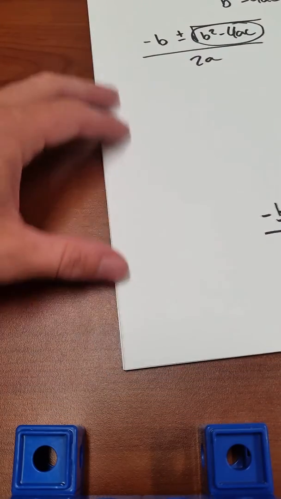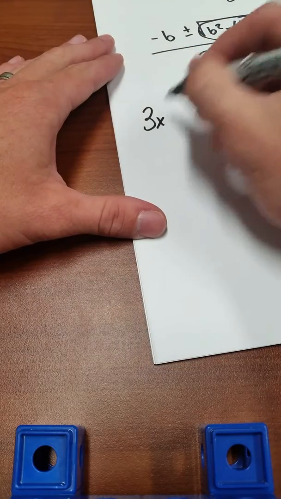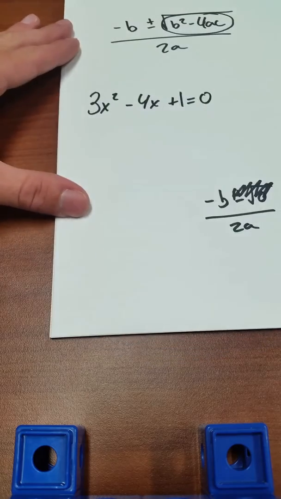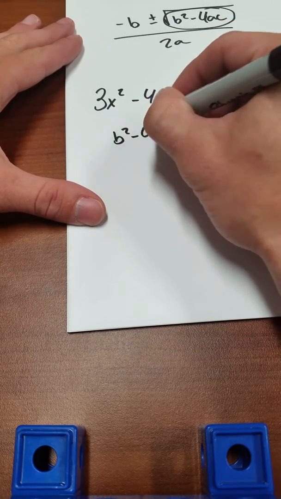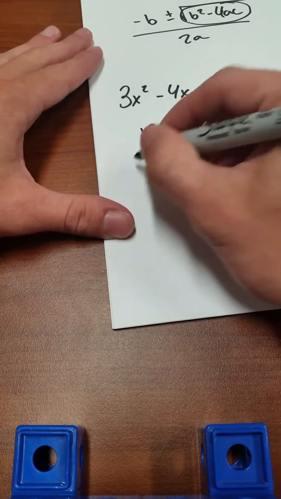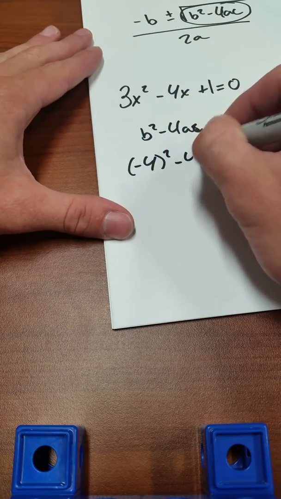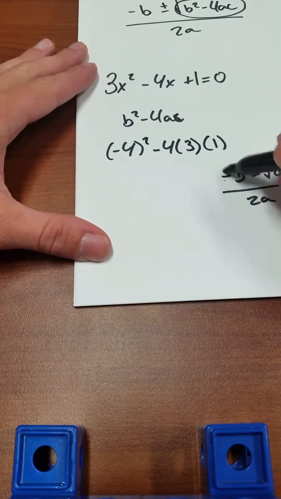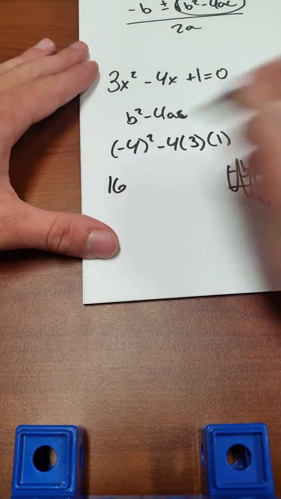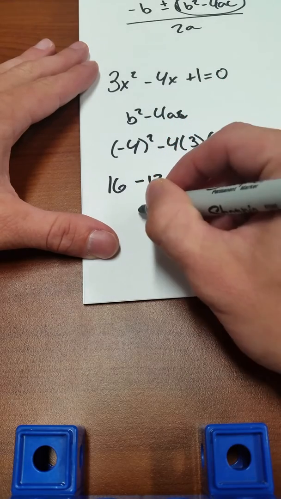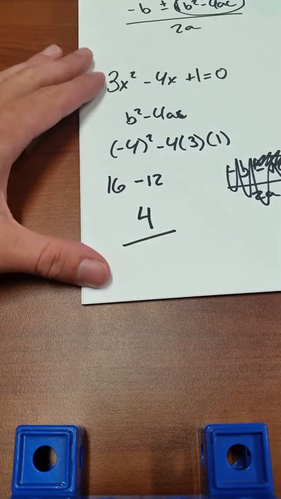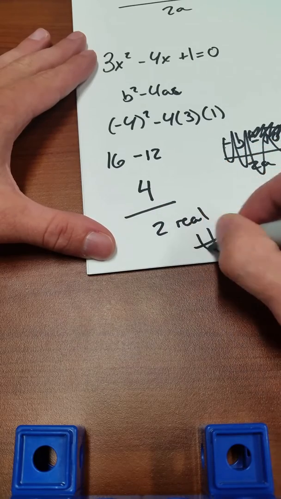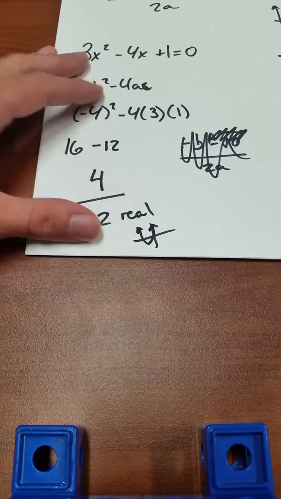Just to kind of drive this point home a little bit more, I'll give you an example problem. 3x squared minus 4x plus 1 equals 0. Well, just to find the discriminant, we're going to do b squared minus 4ac. So that is negative 4 squared minus 4 times 3 times 1. Okay? So that's 16 minus 12, which is 4. So that's a positive, so that means, hey, we have two real solutions, and it's going to cross the x-axis 2 times. All right? So that's discriminant.